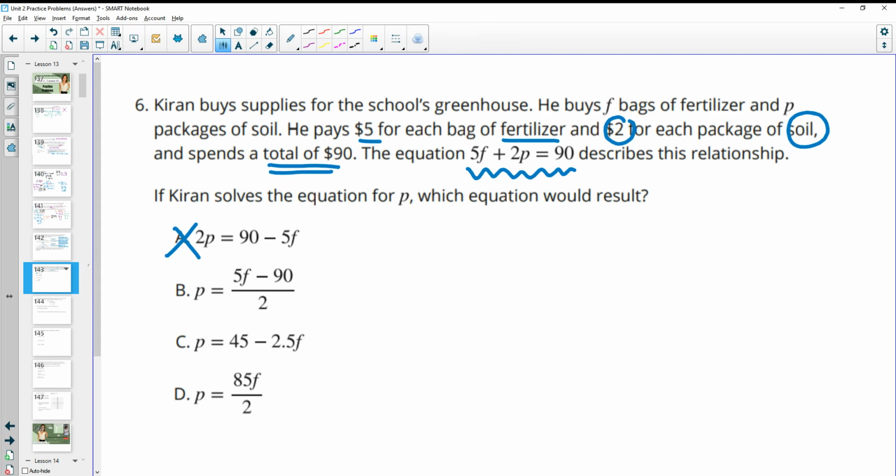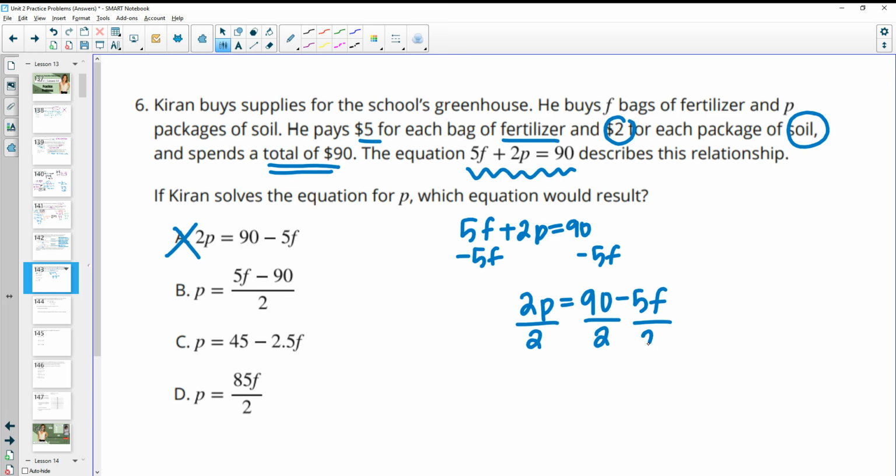Then we can go ahead and just take this equation and start solving it. So we can subtract the 5F so that we get the 2P by itself. And so then we get 90 minus 5F. So A was the right first step. But now to get P by itself, we need to divide everything by 2. So 2P divided by 2 is P. 90 divided by 2 is 45. And then negative 5 divided by 2 is negative 2.5 for F. So we see that here in part C.